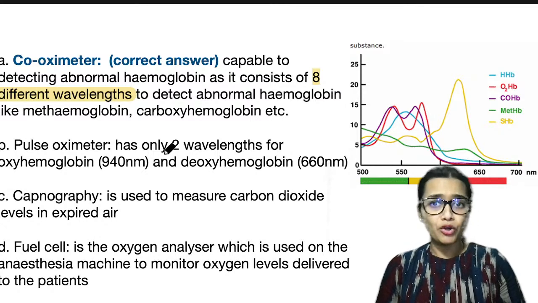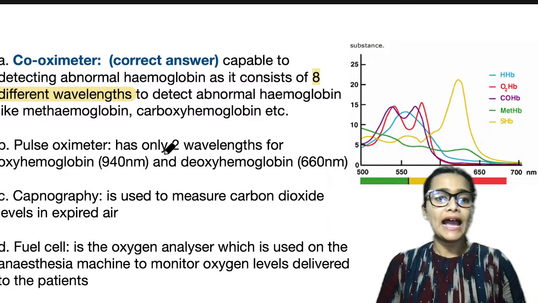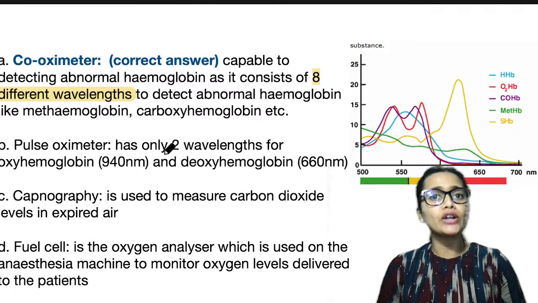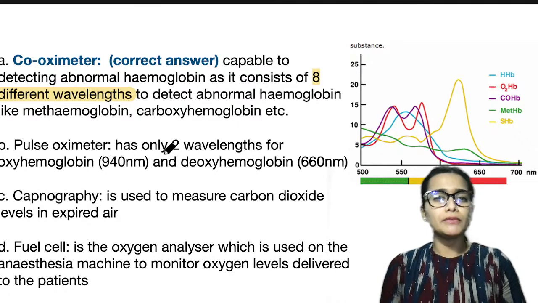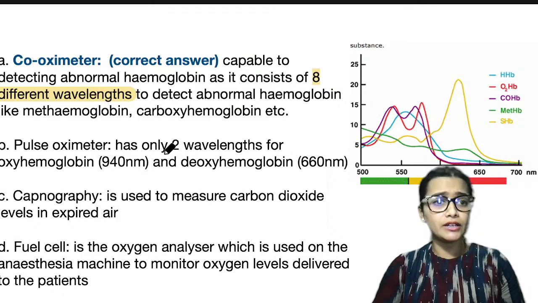Option C, which is capnography, is a device used to measure expired tidal volume of your carbon dioxide. And fuel cell is an oxygen analyzer usually used on our anesthesia machines, which makes sure that we give the correct amount of FiO2 to the patient and the patient is not getting hypoxic. So I repeat again that the correct option here would be a co-oximeter.